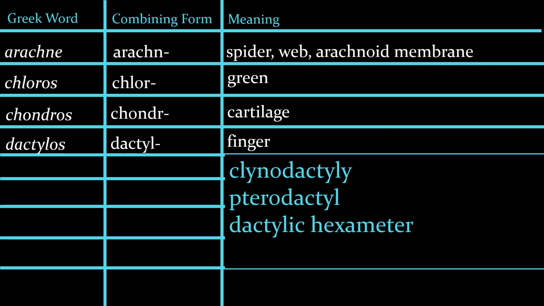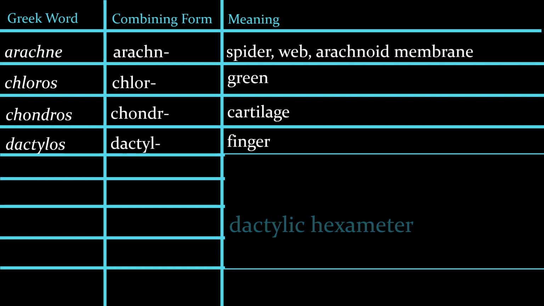And for those of you who are English majors or who study poetry, dactylic hexameter is a way of measuring syllables using what are called dactyls, these groups of syllables that resembled fingers, the joints and bones of fingers. So dactylic hexameter would have 6 of these finger sets per line.